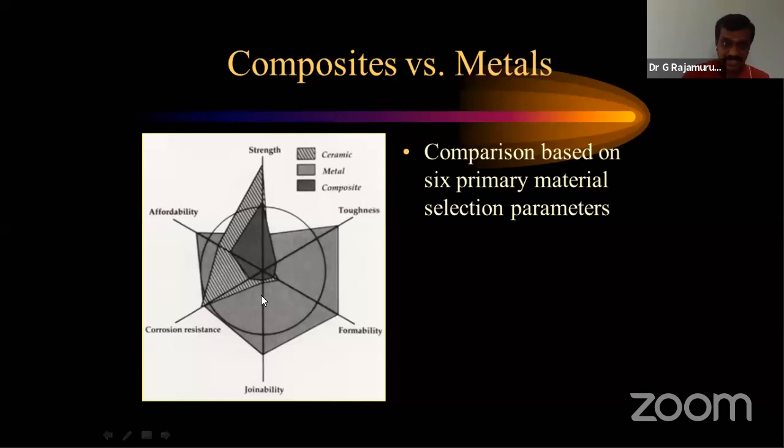So that's why this diagram shows that the weldability of the composite materials is in a very low region, and the formability is somewhat better, and the toughness, strength, and affordability are in the higher order.